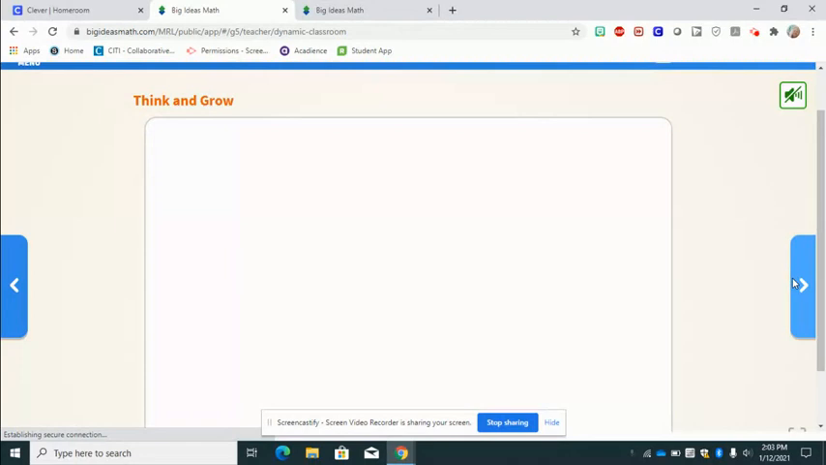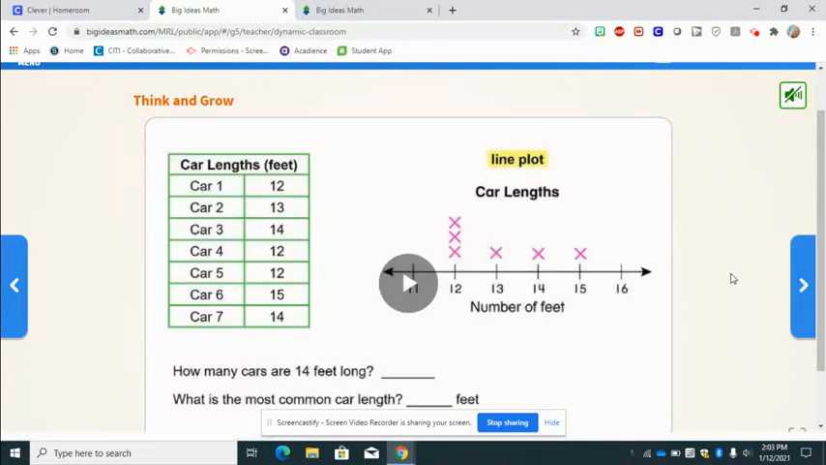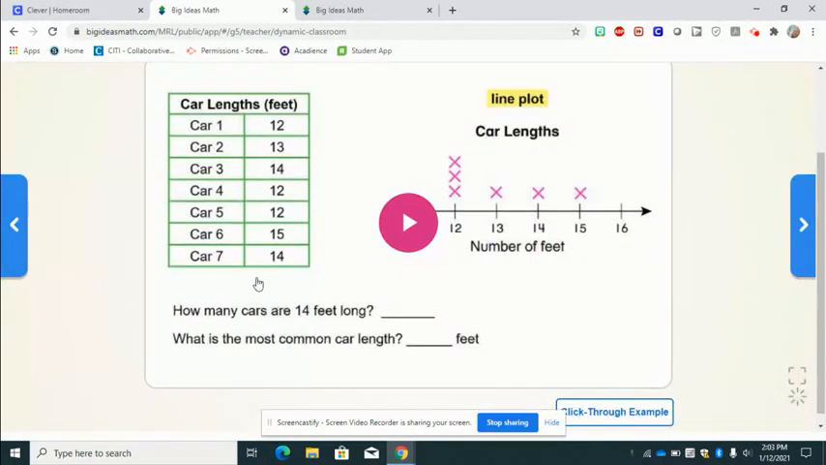Okay, now we're going to do our Think and Grow activity, which is on page 644 of your math books. This is an example with car lengths. Car 1 is 12 feet long because it's measured in feet. Car 2 is 13. Car 3 is 14 feet long. Car 4 is 12 feet long. Car 5 is 12 feet long. Car 6 is 15 feet long. And car 7 is 14 feet long.